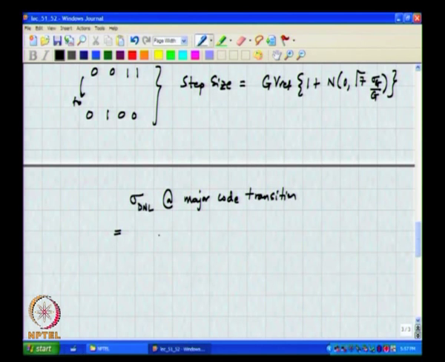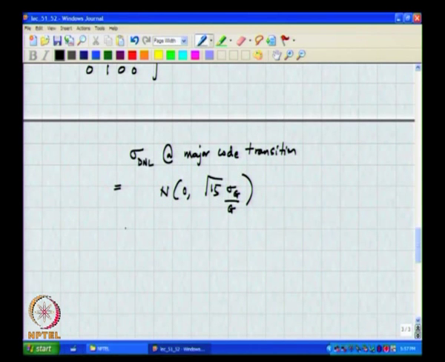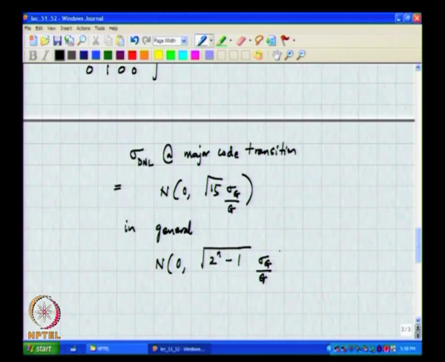Very good, it will be N(0, square root of 15 times sigma G by G), right. In general, it is N(0, square root of 2 power n minus 1 times sigma G by G), all right.